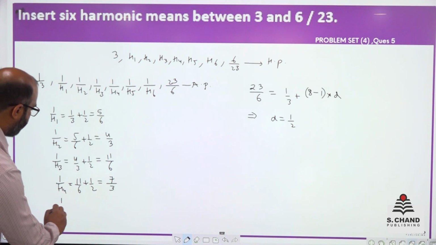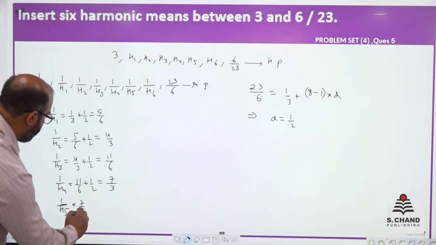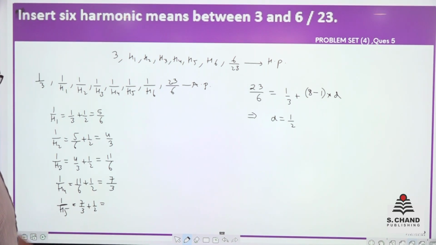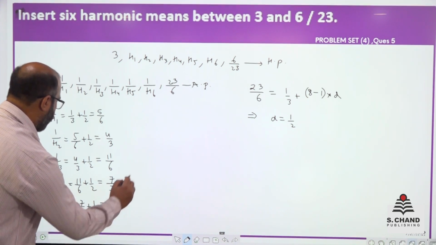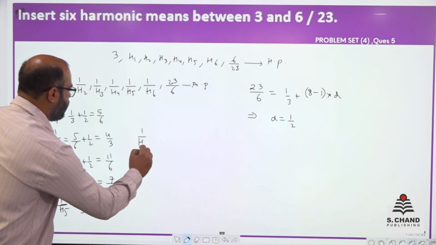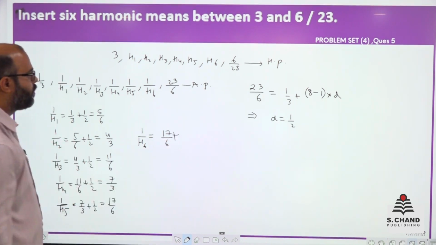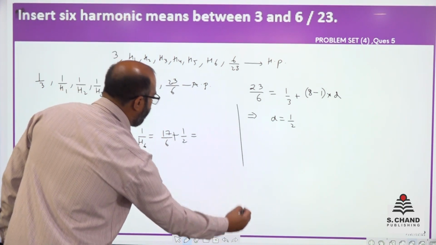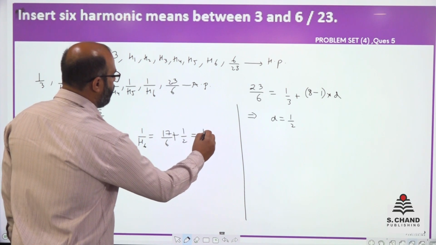Then 1 by H5. So 1 by H5 will be 7 by 3 plus 1 by 2. So 6 is the LCM again, 14 plus 3, 17 by 6, right? Then 1 by H6. 1 by H6 will be 17 by 6 plus 1 by 2. So this will become, after taking LCM 6, 17 plus 3, 20 by 6, 10 by 3.